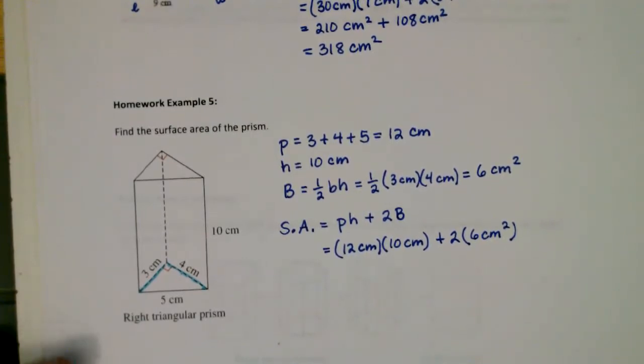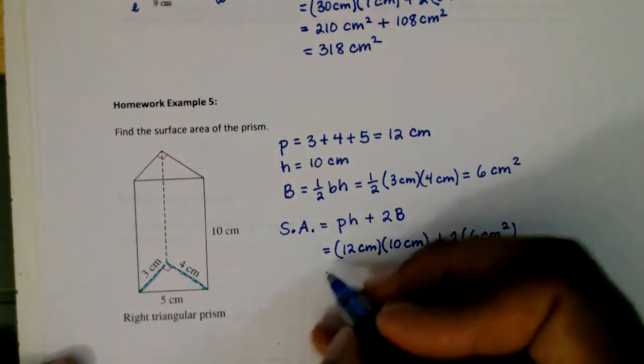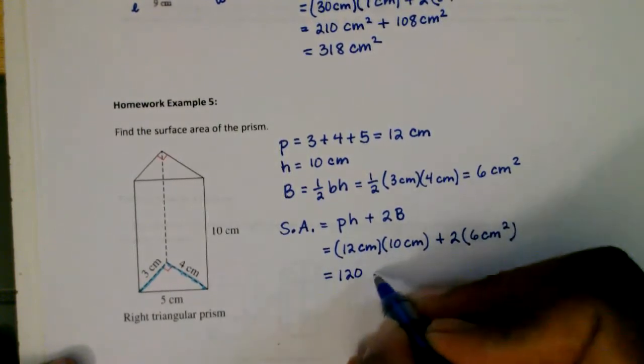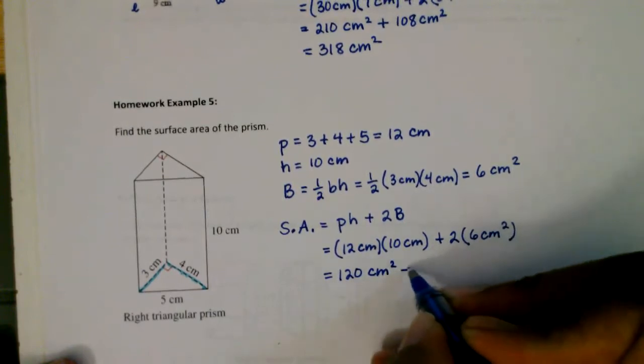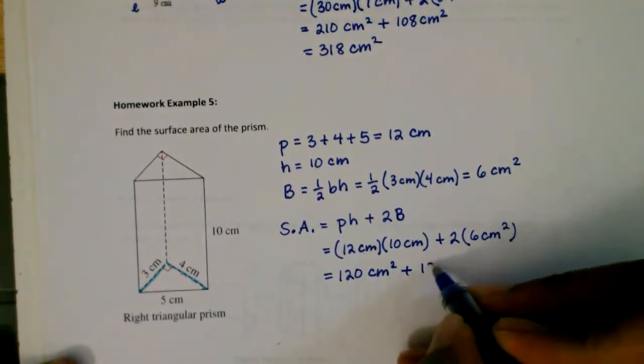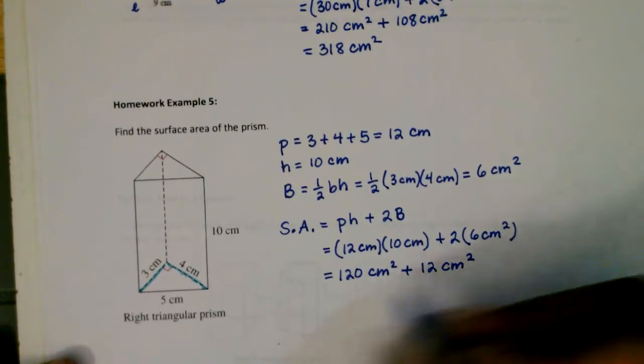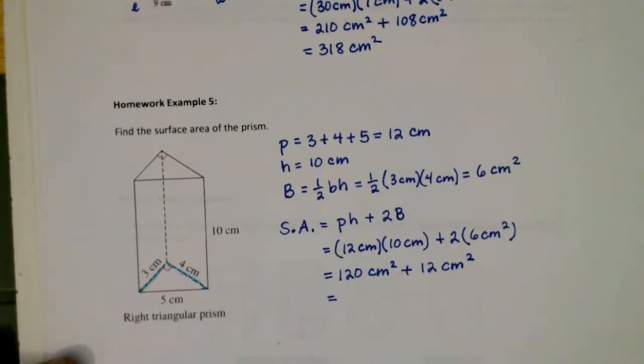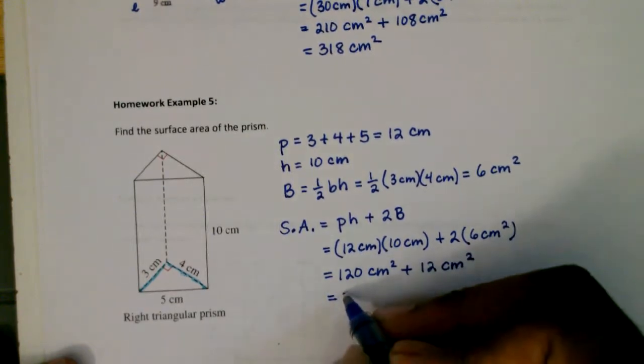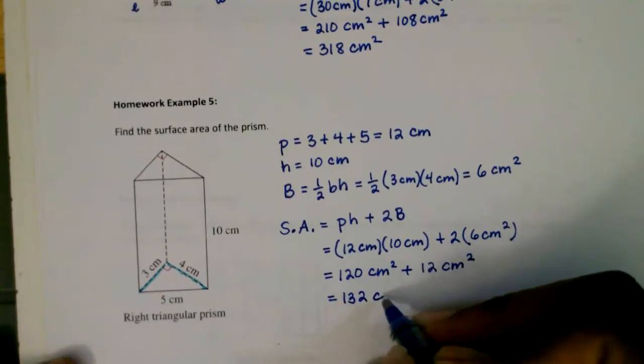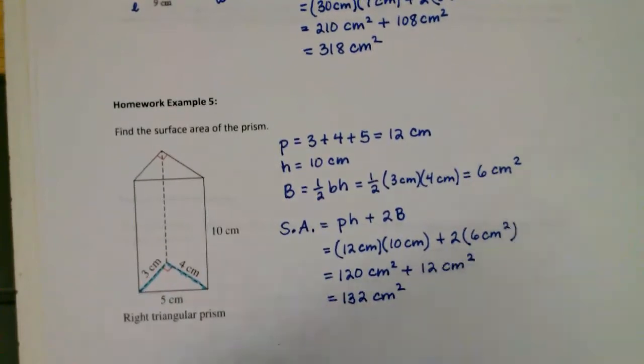triangle. Now simplify this to 12 times 10 will be 120 square centimeters, plus 2 times 6 will be 12 square centimeters. 120 square centimeters and 12 square centimeters added together will be 132 square centimeters. So that would be the surface area of the right triangular prism.